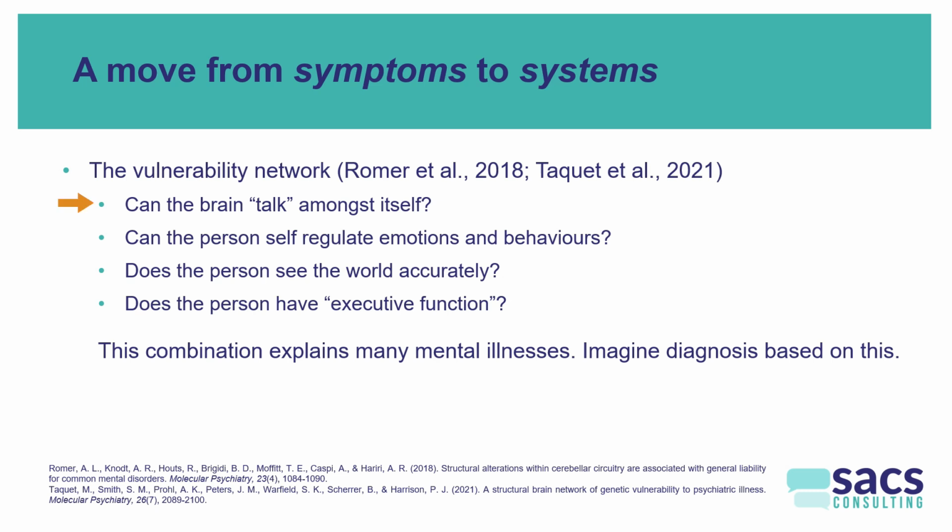One is, can the brain talk amongst itself? Now, I must confess, this is not how the researchers put it, it's how I decided to put it, but in effect, if parts of your brain can communicate effectively with other parts of the brain, then your brain is harmonious, if you want to put it that way.